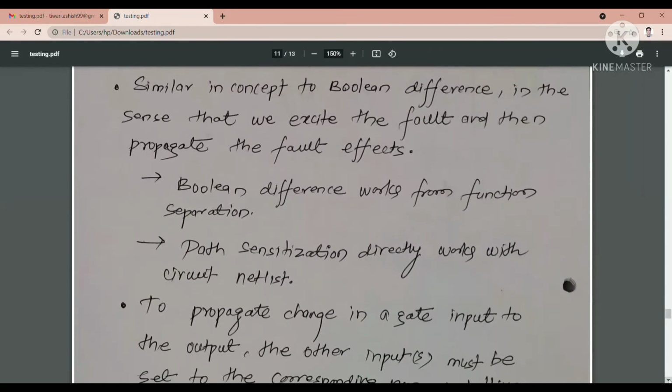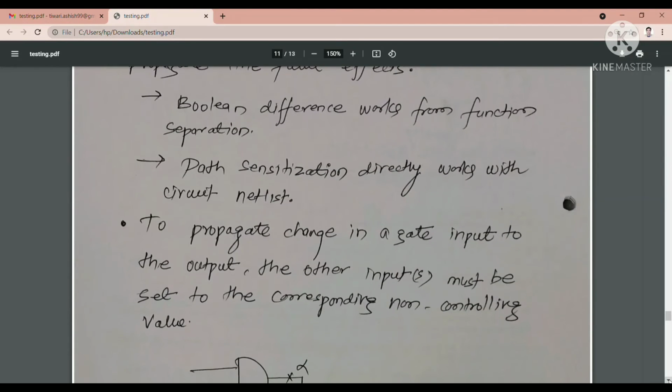We are talking about the inputs and outputs of the gates. So if there is any fault at the input or output of the gates, it should be propagated to the output, and accordingly the test vectors must be sensitized to detect it at the output. So in the case of Boolean difference, you must have the function expression, and by understanding the difference in the function, you will detect the fault. But path sensitization is a more realistic approach. It is a more practical approach.